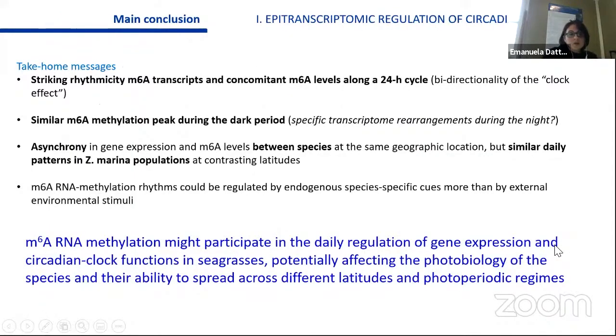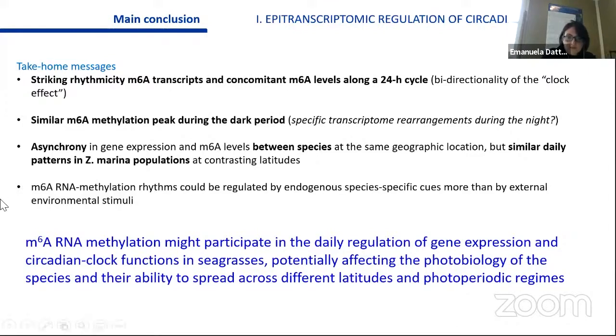So, in conclusion, what we observed in this analysis is that there was a strict rhythmicity in the m6A transcript, and this rhythmicity was also similar to what was observed in the general level of m6A in the transcriptome of the species. And we observed, in any case, the peak during the dark period, and it could suggest that the regulation of the circadian clock by epitranscriptomic mechanisms is mainly activated during the night.